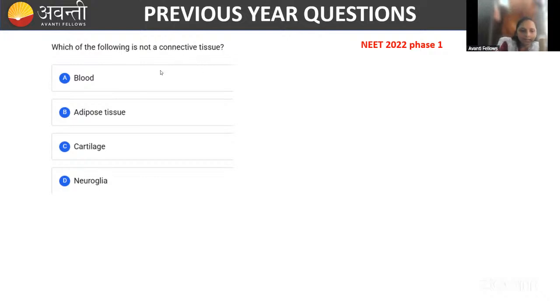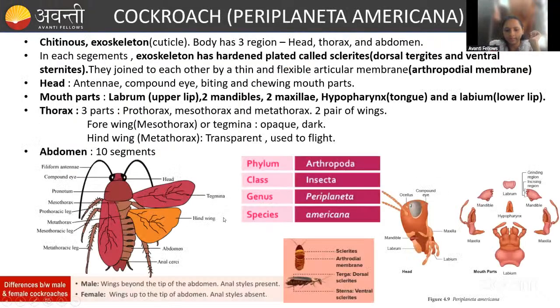Listen here. The blood, cartilage, and bone come under the specialized connective tissue. And adipose tissue comes under the areolar connective tissue. And neuroglia is another tissue system. Okay, the correct answer is D.